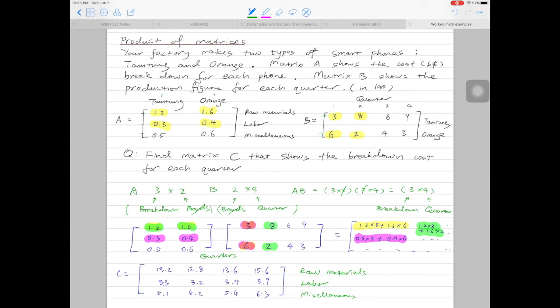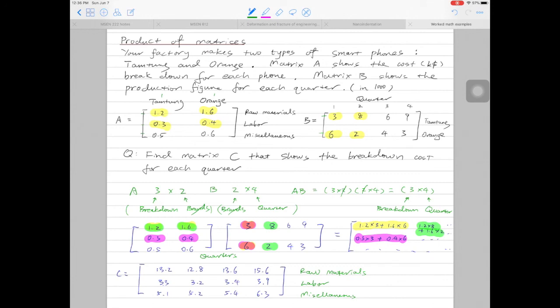I want to say a couple of things about matrix multiplication in engineering applications. The first application is something we call linear transformation. You will see that in image processing a lot. The second is to reduce the amount of information. In this example, you can see that by doing the matrix multiplication, we drop out the information of the brands of smartphones you make in your factory.